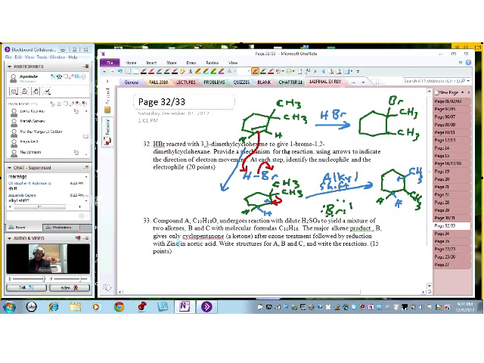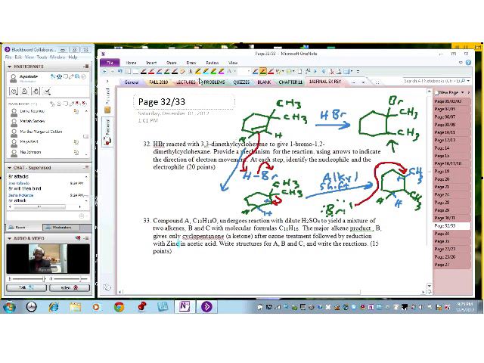Now, what do you think will happen now? What will happen next? Okay, the bromide now attacks. The bromide now acts as a nucleophile to attack the tertiary carbocation. So let me change the color of the pen. The bromide attacks the tertiary carbocation. Okay, and then once it does that, you get this product here.